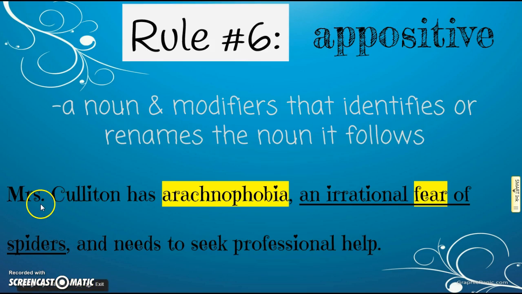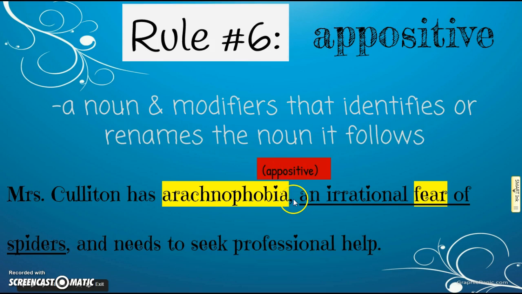So my example sentence, Mrs. Culleton has arachnophobia, comma, an irrational fear of spiders, comma, and needs to seek professional help. I have a comma here because it's following a noun, and in case you didn't know what arachnophobia is, I give you an explanation of it with another noun here, fear. Arachnophobia is a fear, an irrational fear of spiders.